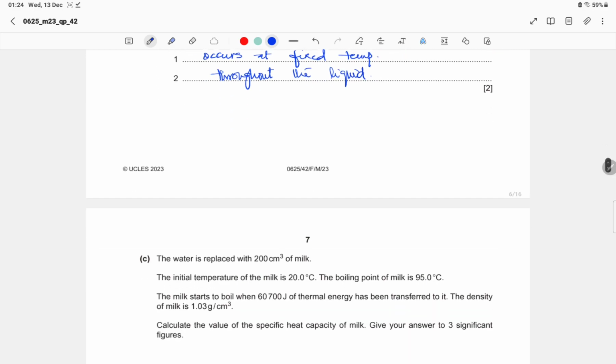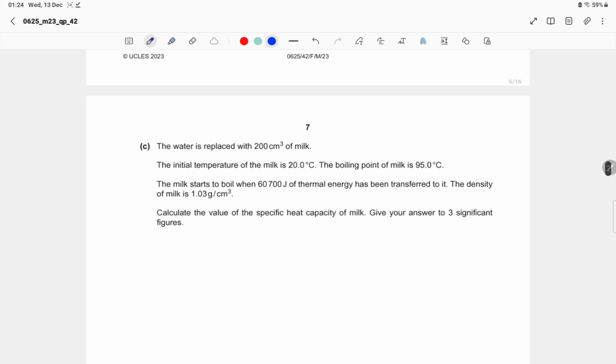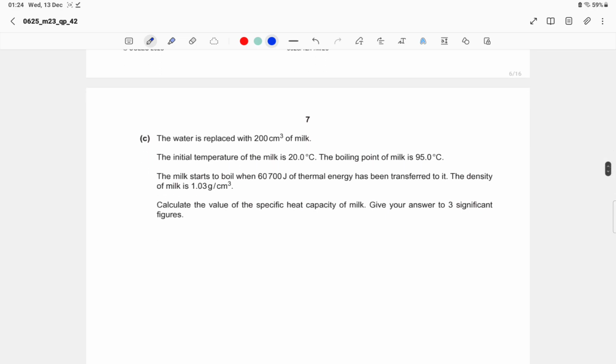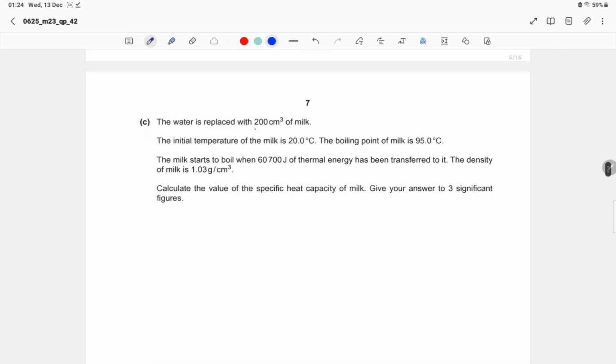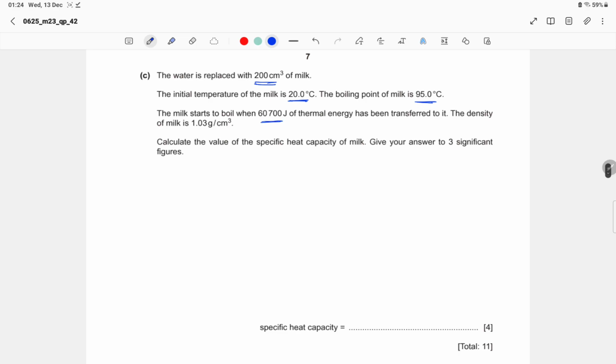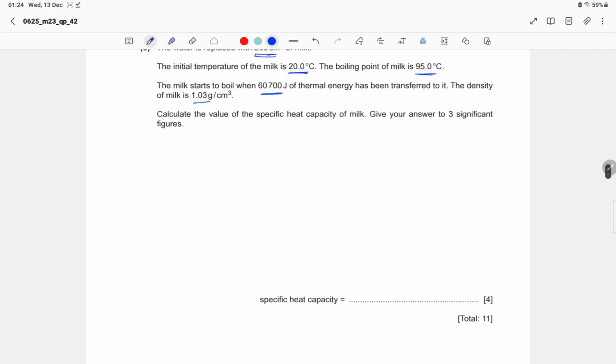Okay, moving to the next question. The water is replaced with 200 cm cubed of milk. The initial temperature of the milk is 20 degrees Celsius. The milk starts to boil at this temperature, and this much energy is supplied. The density is given. Calculate the value of the specific heat capacity. Give your answer in three significant figures.